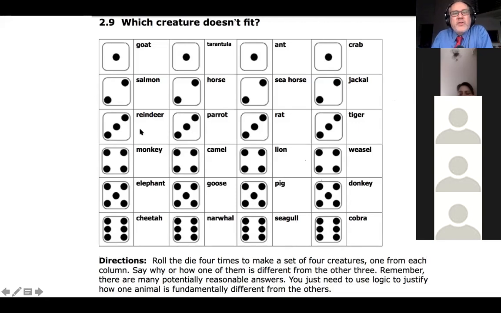I hope you know a lot about animals. So which creature is different from the others? A reindeer, a parrot? Is that the other one? Reindeer, parrot, seahorse, or weasel? Does anyone have an answer for this?